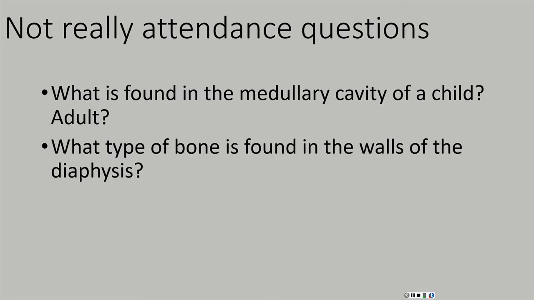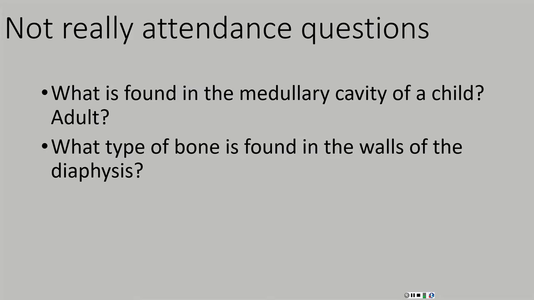So let's start with our not really attendance questions. First, what is found in the medullary cavity of a child? And what about an adult? And then, what type of bone is found in the walls of the diaphysis? So go ahead and try to answer those. We're not going quite as far back as we usually do. These actually both came from the previous lecture.